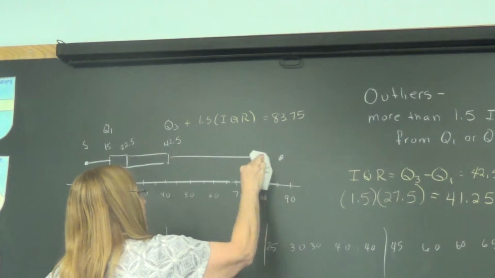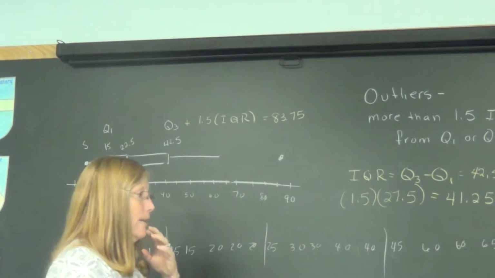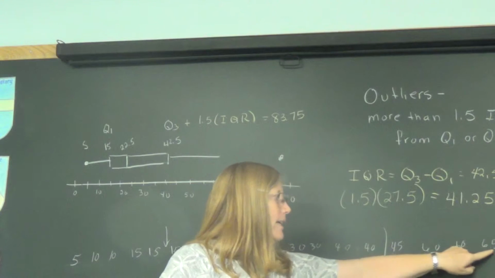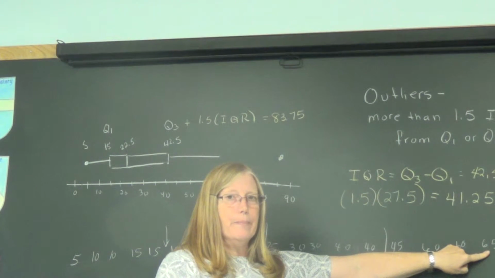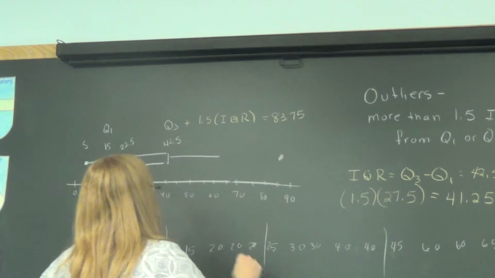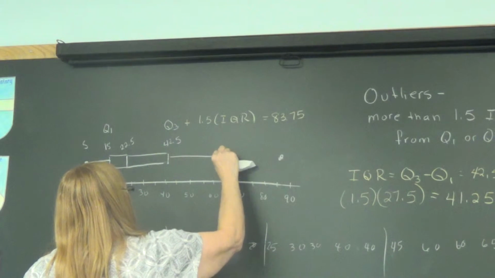The whisker will end at the point before the outlier. So we had 85. Is 65 an outlier? No. Julia, is 65 an outlier? No. So that's going to be our ending dot.